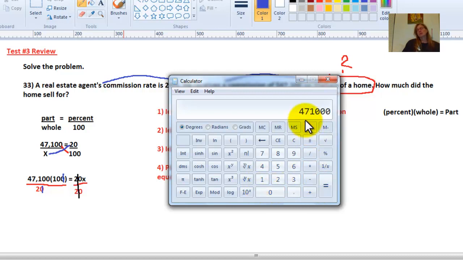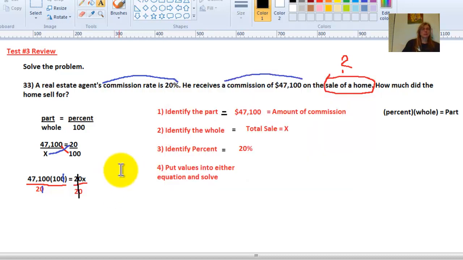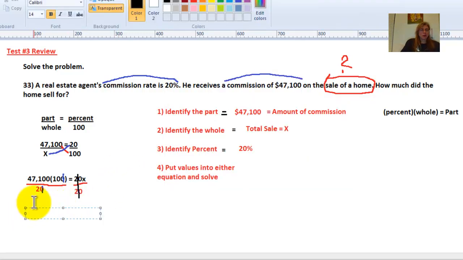So it comes to $471,000. But then we're going to divide it by 2. We're not done. And that's $235,500. So when we did all of that math, we came up with this amount equals X. And that's how much the actual house sold for. And we solved it using the percent proportion problem.